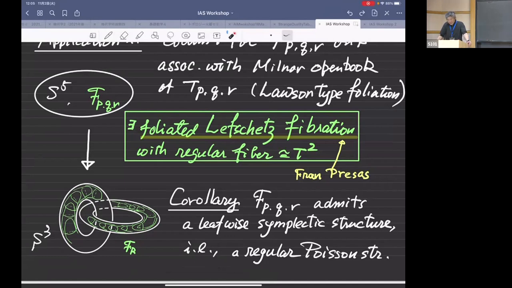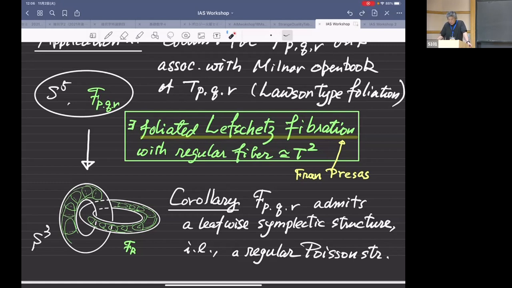And what he suggests is to introduce the foliated Lefschetz fibration. And at that moment, I immediately said, it's impossible. But it was possible, so we have that. So I really thank Frank Pressas for introducing this notion.